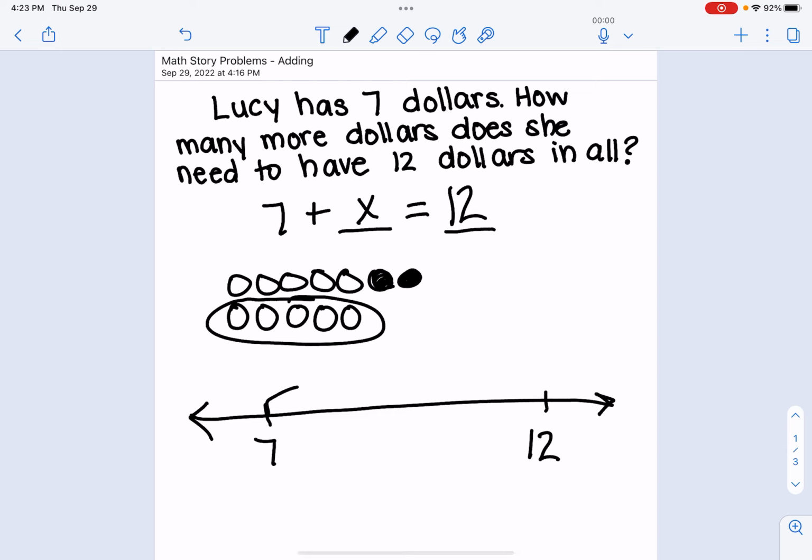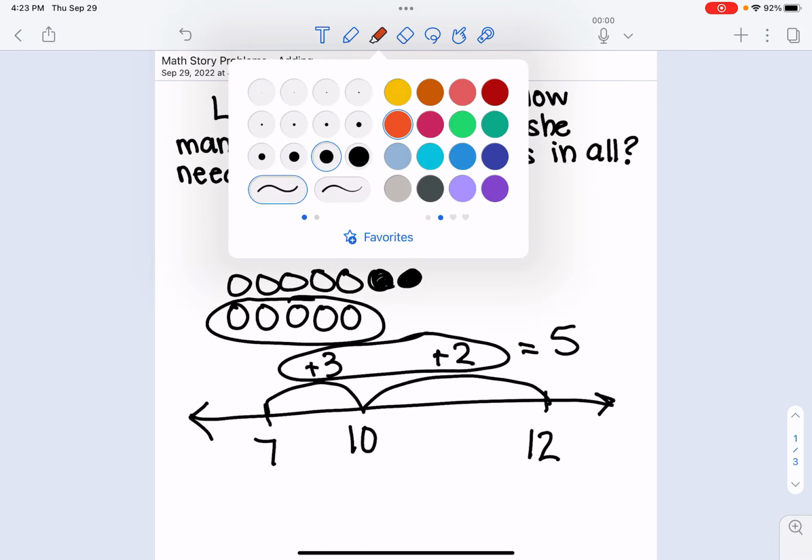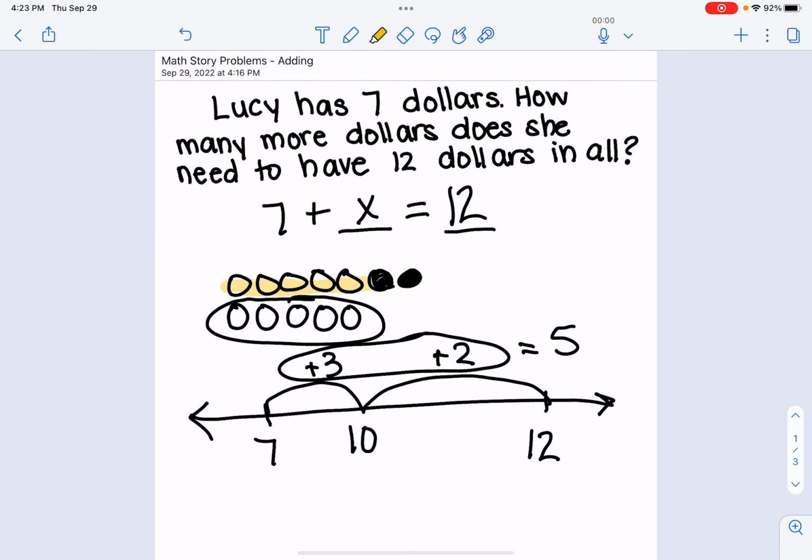So then this is really where our strategies come in, where they can say, well, I know I can make a 10 by adding 3 to 7. And then I know I can count on 2 more to get to 12. And then there's my answer, 3 plus 2, which equals 5. She needs $5 more. So as much as this up here is acceptable, we want to eventually have our students get to what I just did below.